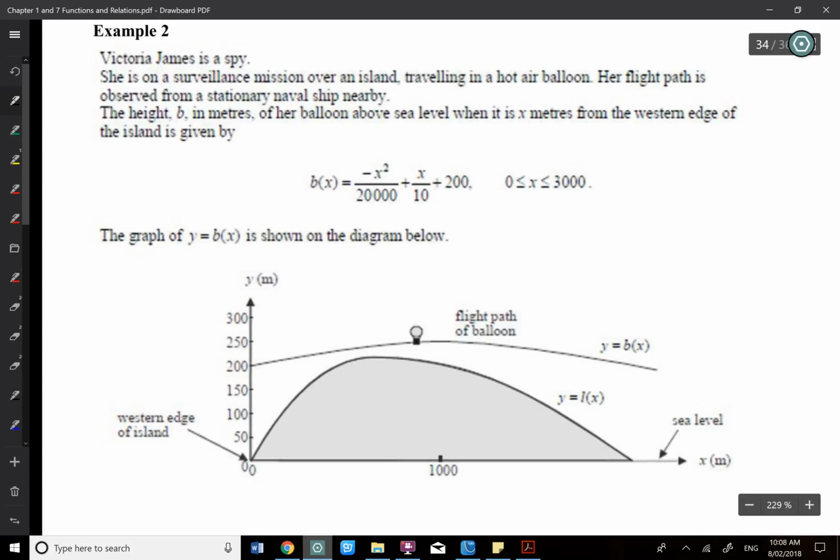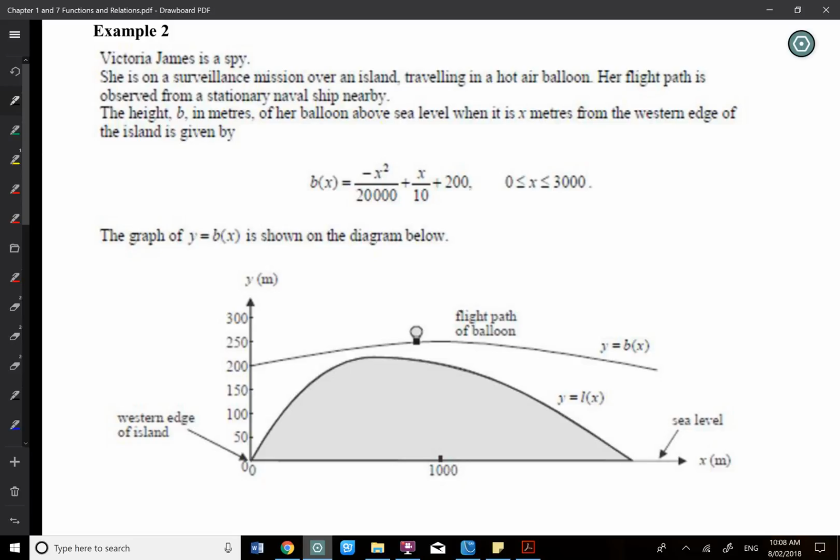That's one question I got from some trial paper, I think, or exam paper even. So let's have a look. Victoria James is a spy. So there's a mission on an island. If you can see, that's the shape of the island. Traveling in a hot air balloon, you want to fly over the island. So that's the balloon. Her flight path is observed from a stationary ship nearby. So something stationary here observes the path.